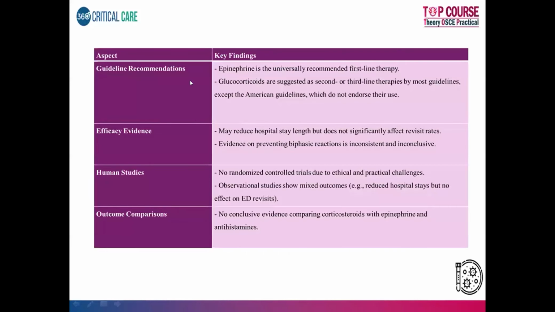So what does the guideline tell? We all know that epinephrine is the first line therapy, whereas glucocorticoids are suggested as second or third line therapies by almost most of the guidelines, except the American guidelines, which do not endorse their use at all.